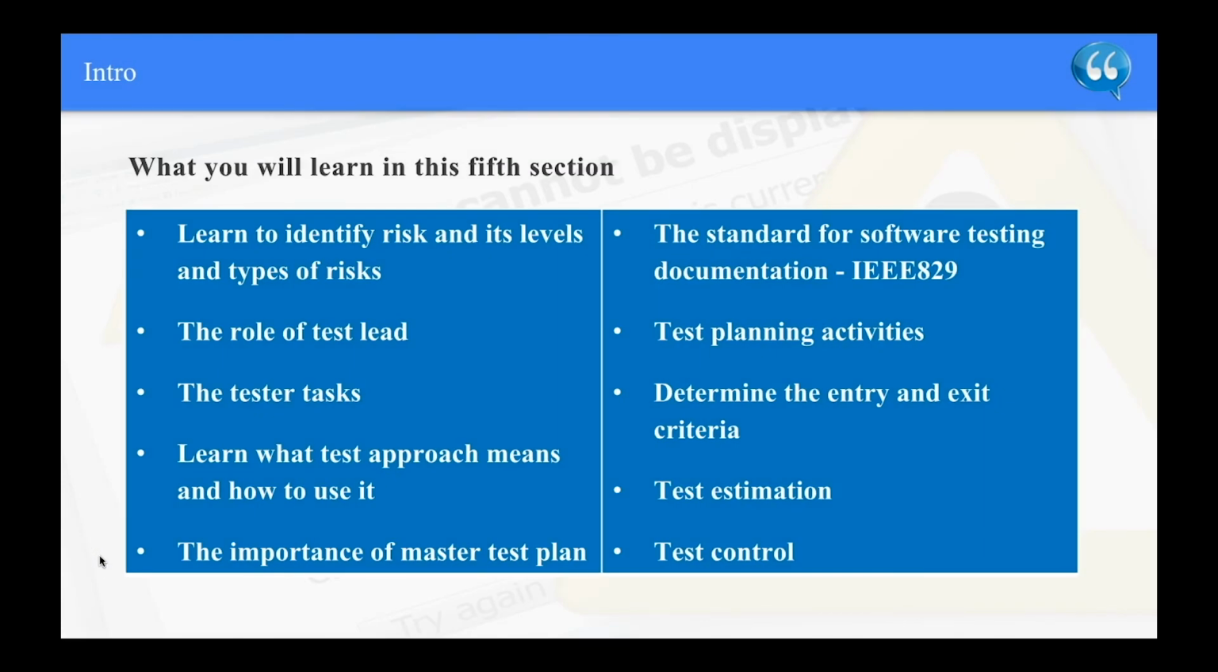So what you will learn in this fifth section of the ISTQB: to identify risk, its levels and types of risks, the role of the test lead, the tester's tasks, what test approach means and how to use it, the importance of the master test plan, the standard for software testing documentation, IEEE 829, test planning activities, determining the entry and exit criteria, test estimation, and in the end, test control.